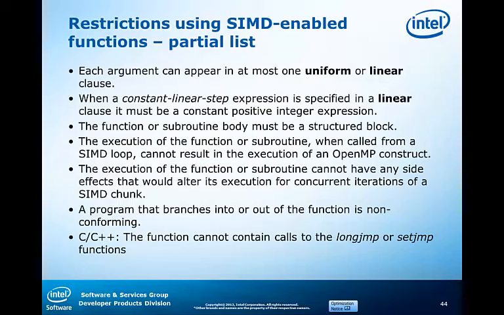I won't read each of these, as it is best to consult the documentation for more details. But the general idea is the following. The function must be a structured block, no gotos, one entry and one exit per function. Arguments can be included in one linear or one uniform clause only. You can't declare variable x to be both uniform and linear, for example. Do not nest OpenMP threaded code inside the function. Do not use longjmps or setjmps.